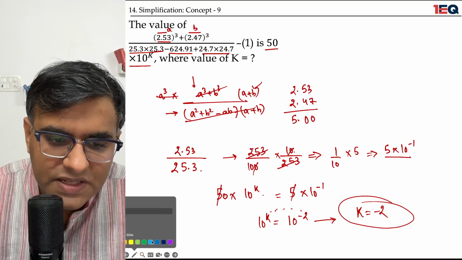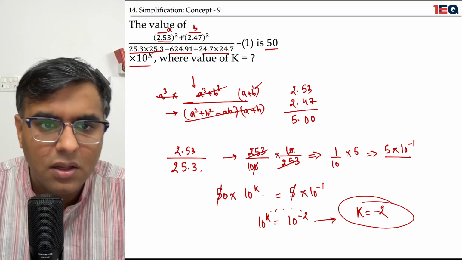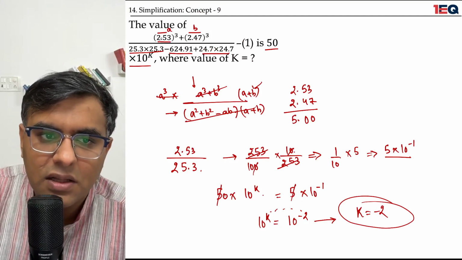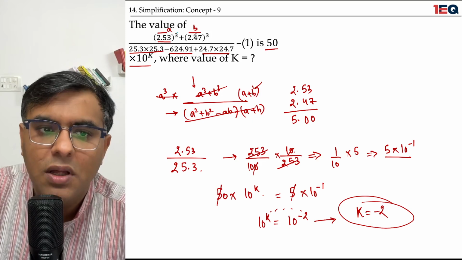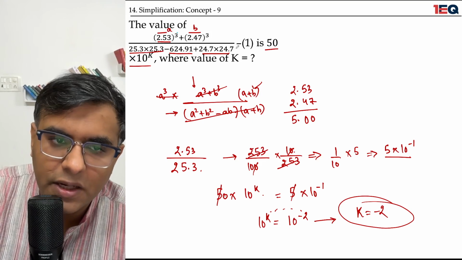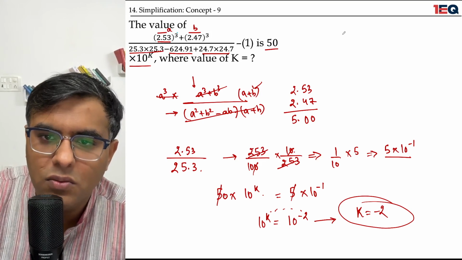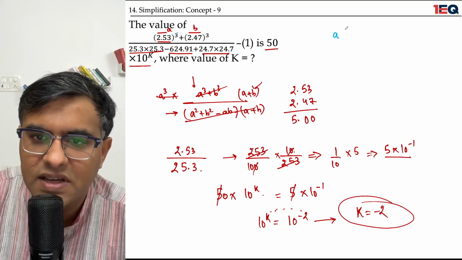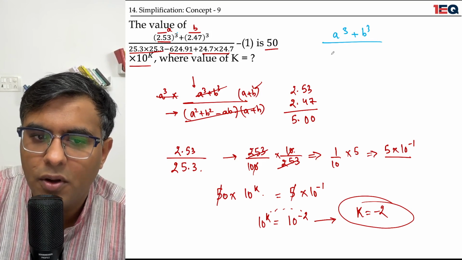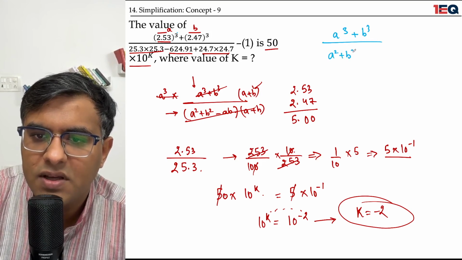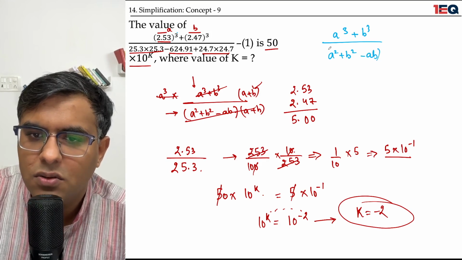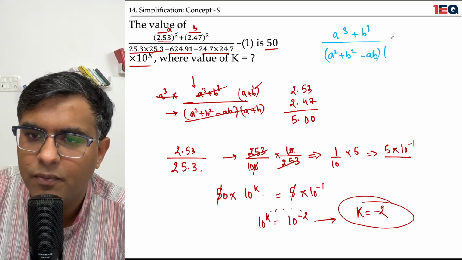I would repeat the question because some of you might have gotten bulldozed by the question. The question says that a raised to the power cube plus b raised to the power cube, and everything which is written in the denominator. The standard format of this identity is available: a cube plus b cube whole upon a square plus b square minus ab. Okay, so let us put it away.